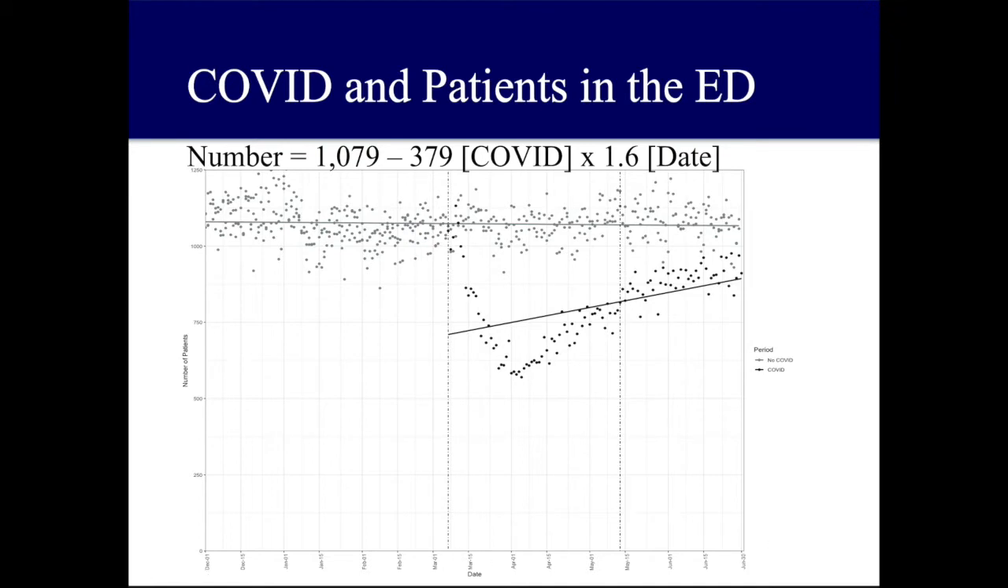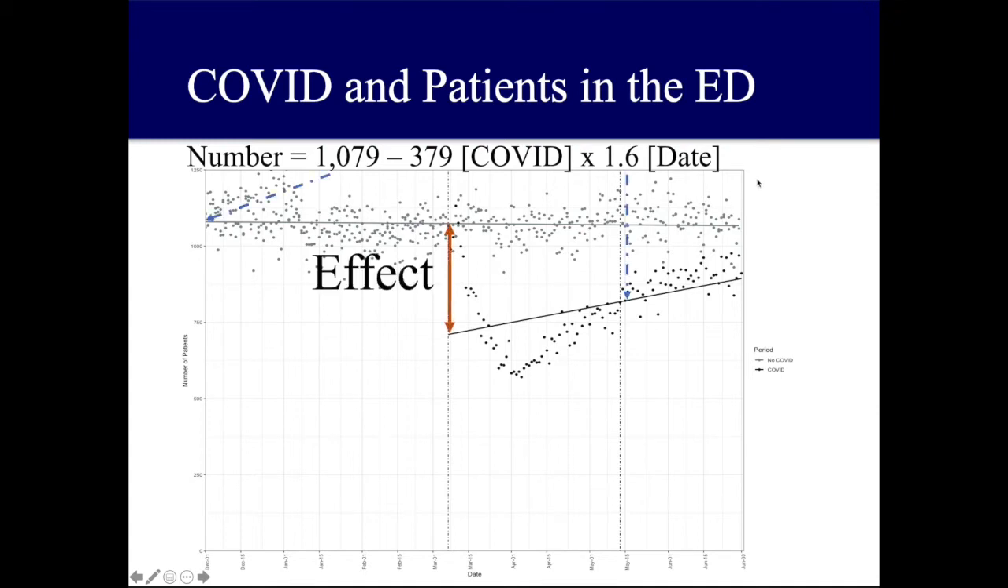The line for this relationship between the number of cases presenting and the COVID pandemic is shown here, where 1,079 represents the baseline rate of patients presenting to the emergency department. This parameter represents the change that occurred following the first COVID case, a decrease of 379 patients. Finally, this term represents the slope of the line following that first case, with 1.6 more patients presenting each day.